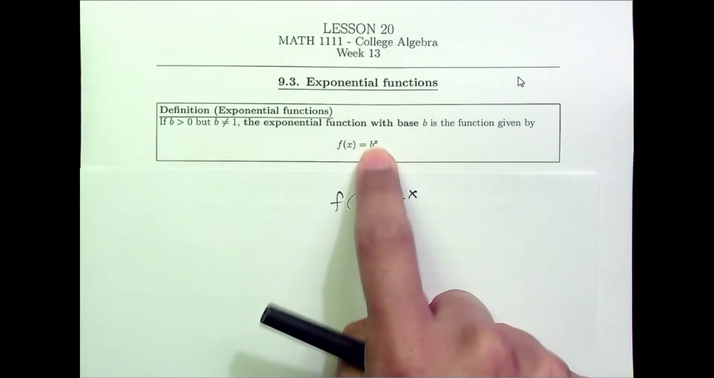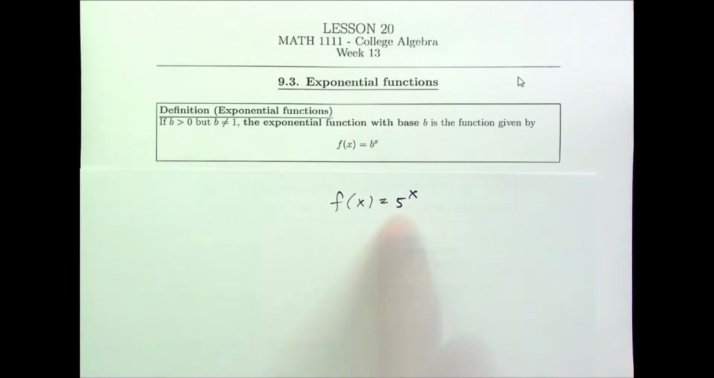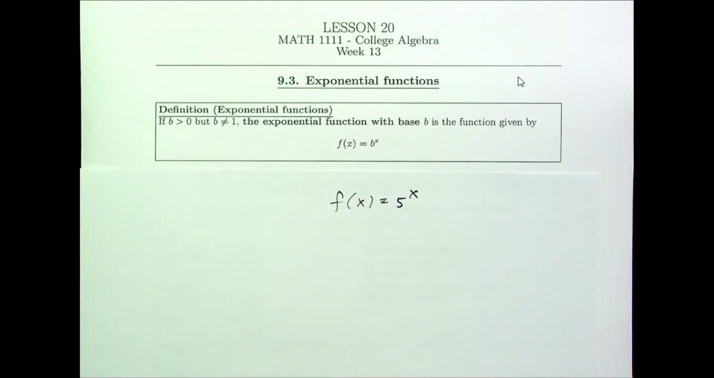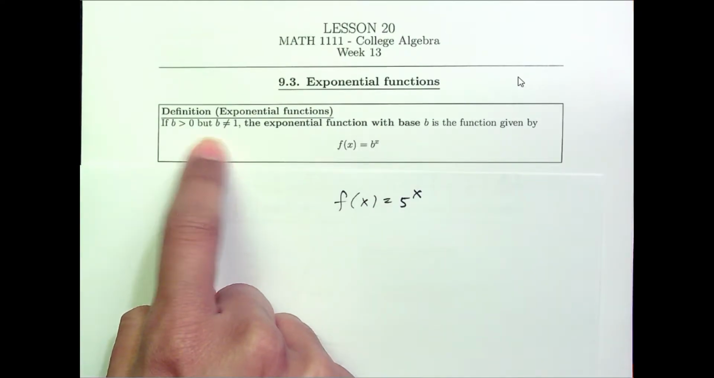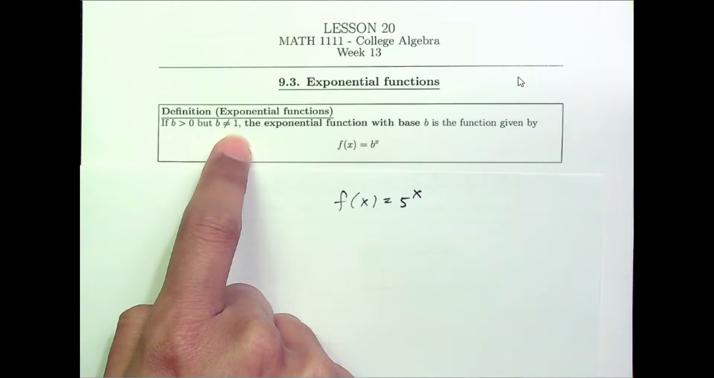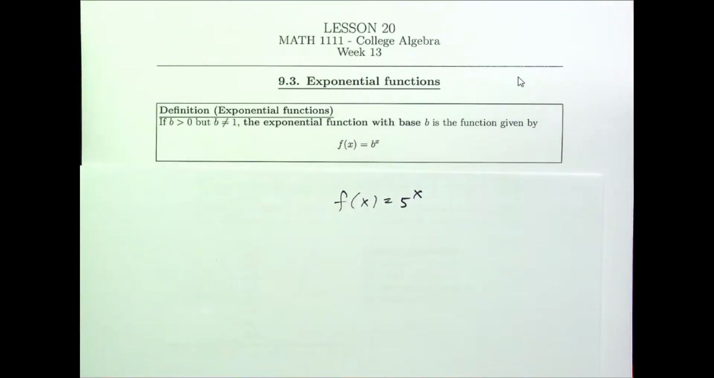The b is called the base. So in this concrete example, the base is 5, and the variable is the exponent. We generally do not want the b to be negative, at least not in college algebra. If the b were negative, then we would be going into the realm of complex or imaginary numbers, and we're not going there. And also, we don't want to allow b equals 0 or b equals 1 because those are the trivial cases. Those are the non-interesting cases.